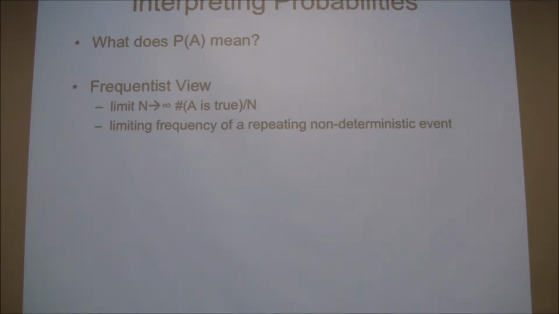The definition says I have an event. I should be able to run it infinite times, and look at the ratio, the limit of that ratio. So this definition fails to work when you have events that are non-repeatable. You cannot talk about the limiting ratio of events that you cannot have.